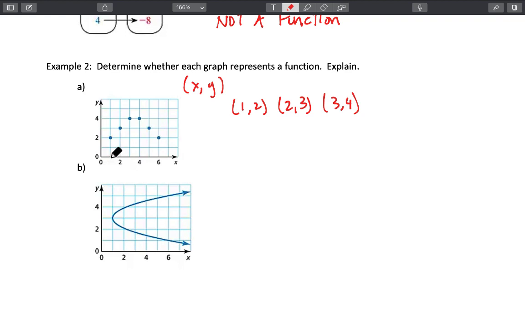Well, you can see that each x listed is going to be a 1, and then a 2, and then a 3, 4, 5, and 6. There are going to be no repeated x values. So here, we're going to say yes, this graph represents a function.